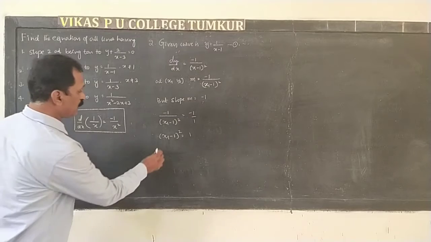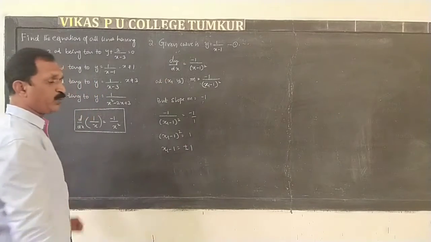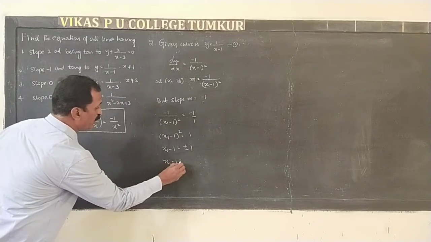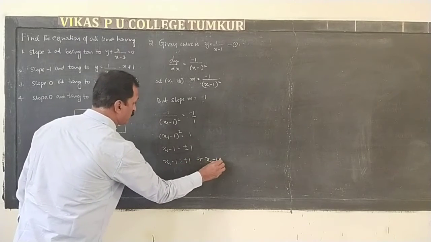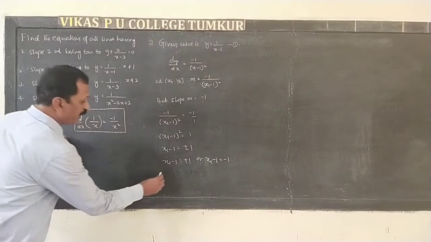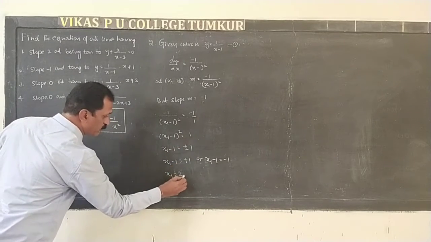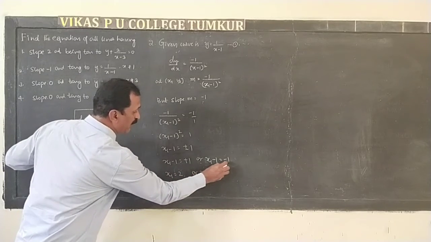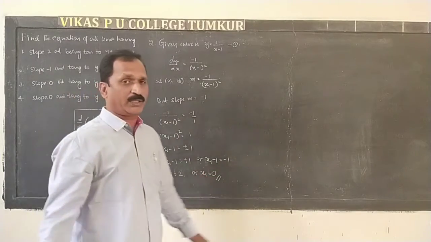Let's simplify this. x1 minus 1 should be is equal to plus or minus 1. So x1 minus 1 should be is equal to plus 1, or x1 minus 1 is equal to minus 1. Simplify this. x1 is equal to plus 1 plus 1, that is 2, or x1 is equal to minus 1 plus 1, that is 0. These are the two values of x1 I am getting now.